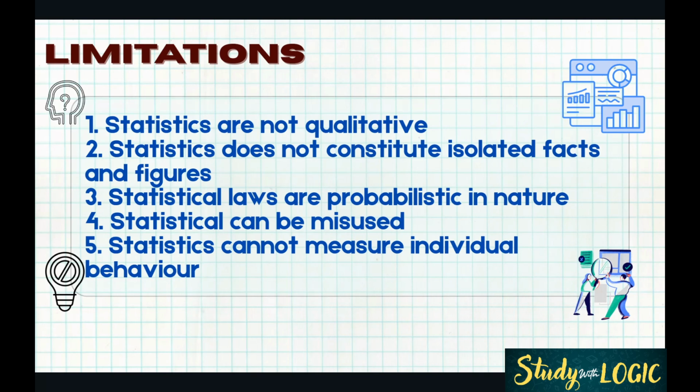The last one is statistics cannot measure individual behavior. As we have already discussed the same point in the second one, which is statistics does not constitute isolated facts and figures, which means single numbers are not useful. So, statistics cannot measure individual behavior or individual aspects. Hence, these are the functions and limitations of statistics.